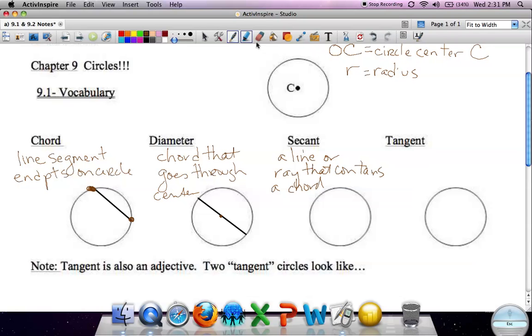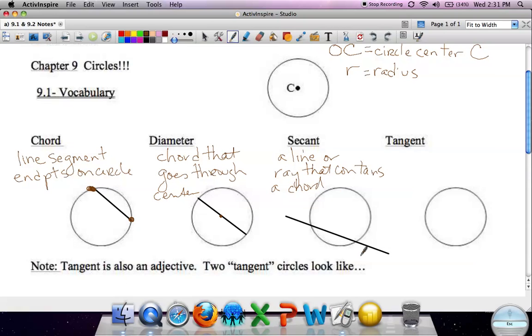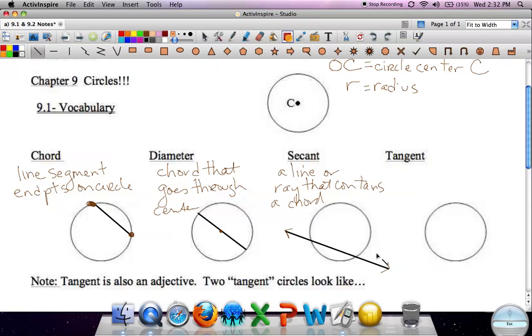So if I were to make something like this and add arrows on either side, this line right here would be a secant because it contains a chord. Let's do another one. Let's do a ray. So here would be a ray secant, but it's still called a secant.